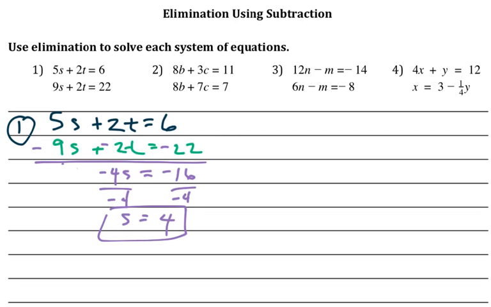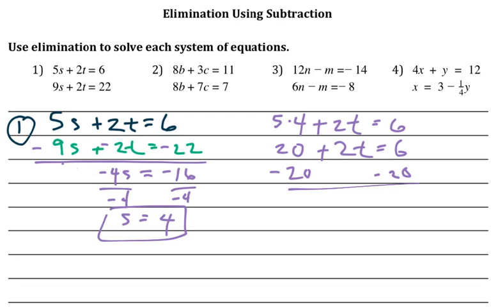Box it, and now let's solve for t. 5 times 4, I'm just putting it into the first equation, plus 2t equals 6, and then 20 plus 2t is 6. Not really a point for me to talk through this because now we're just solving equations, and you've done this. t is going to be -7.